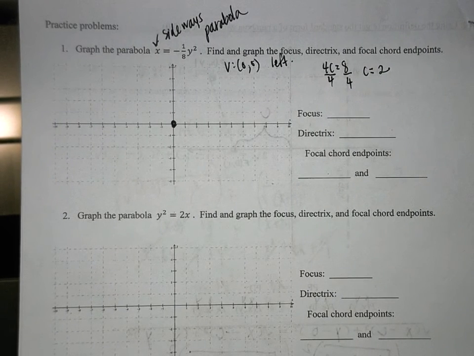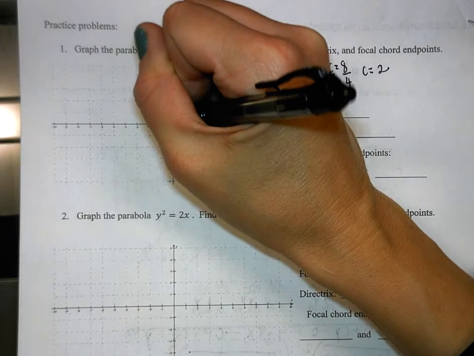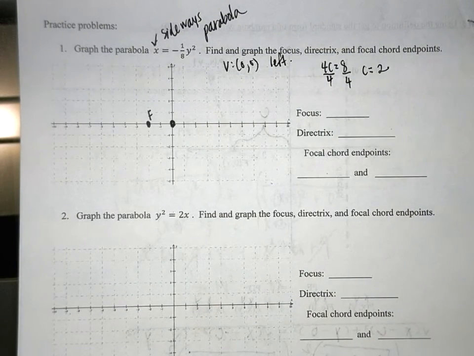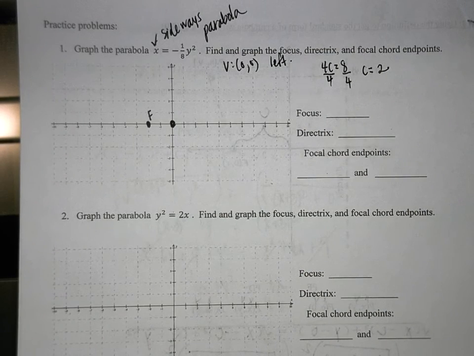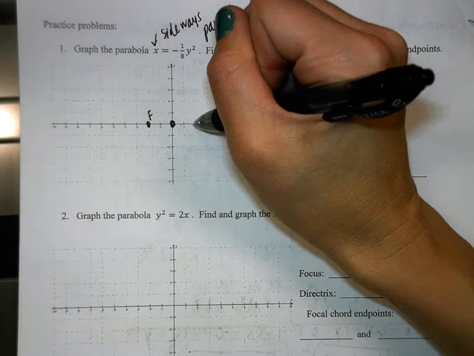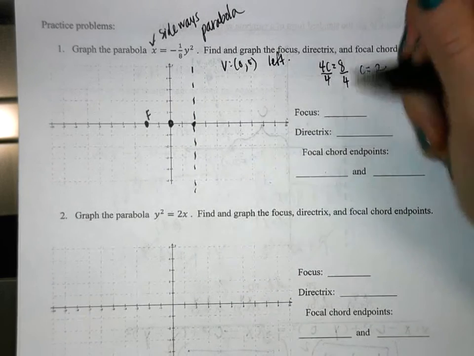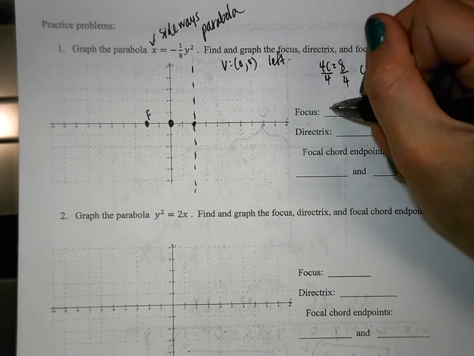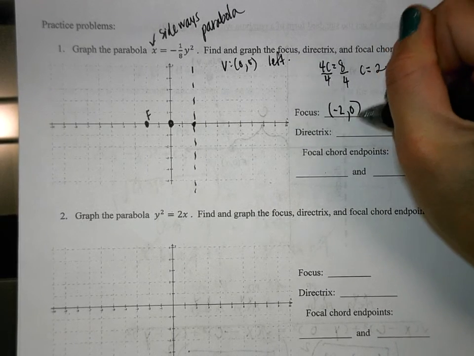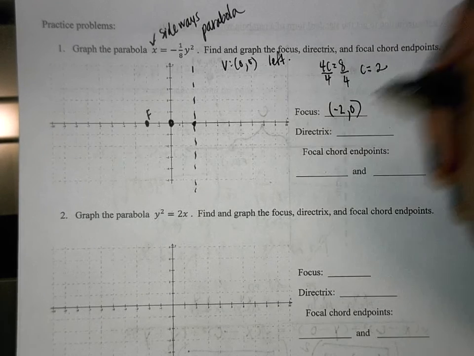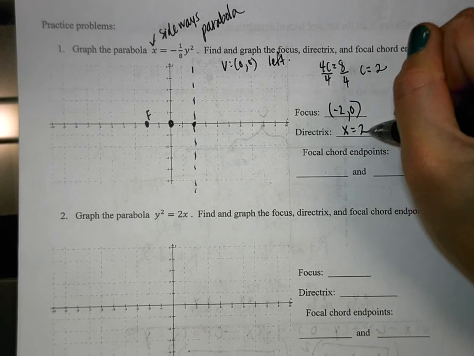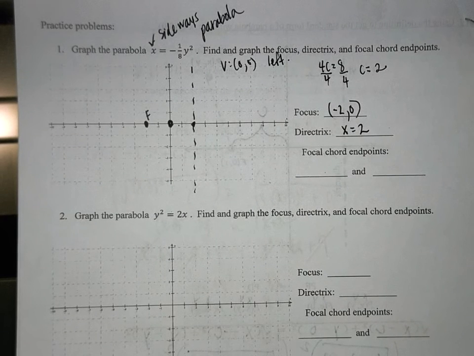So remember that your focus is always inside your curve. And so which way would be my focus? Good, left 2. 1, 2, and that is my focus. And that's because we know the graph is going left. And then we're going to go right 2, and this is my directrix. And so the ordered pair for my focus is what? Good. Negative 2, 0. And what's the equation for the directrix? Good. X equals 2.